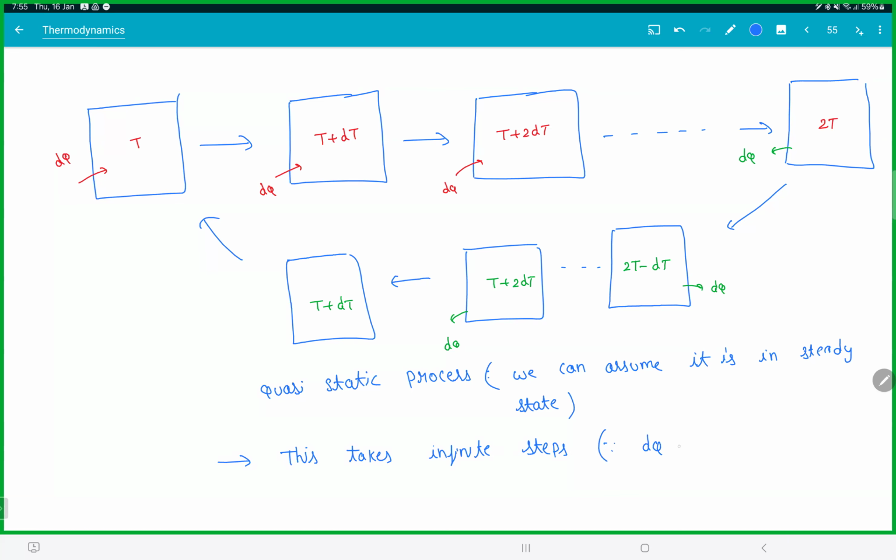So dq is very small. The smaller the dq, the better this will be. So if you want a perfectly reversible process, you need infinitesimal dq, so it will never happen. dq tends to 0, it takes infinite time. Yeah, that's it. In physics, we don't need to learn more than this. So that is the main idea there.